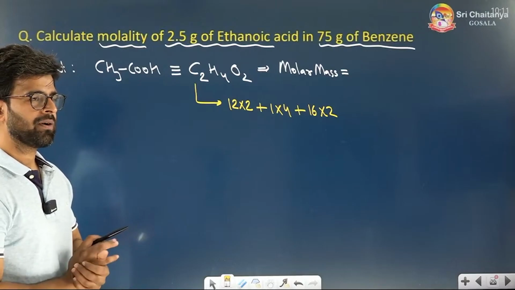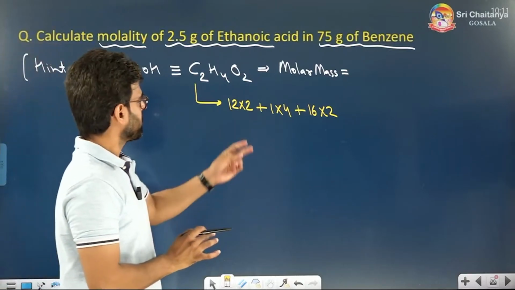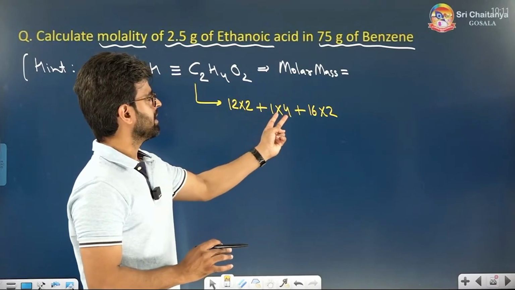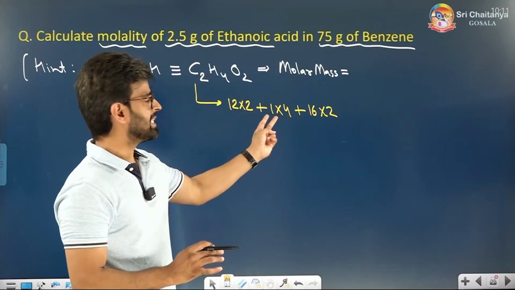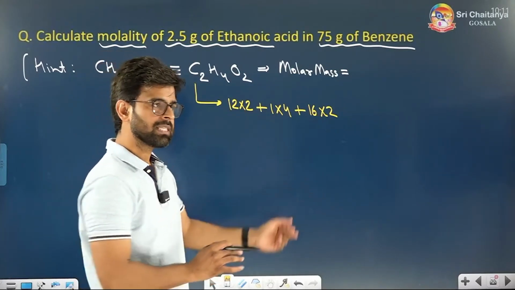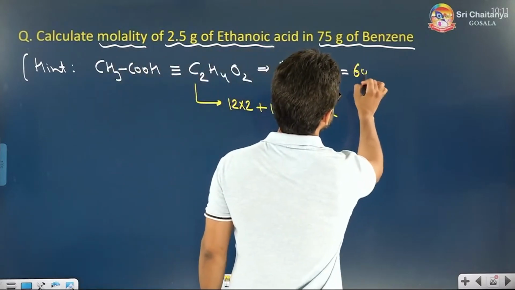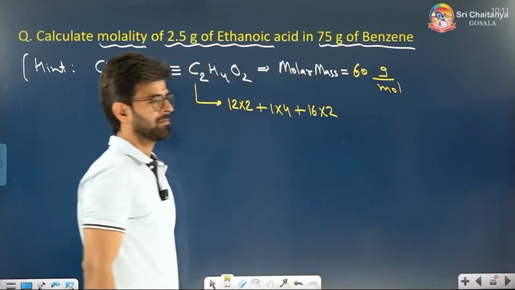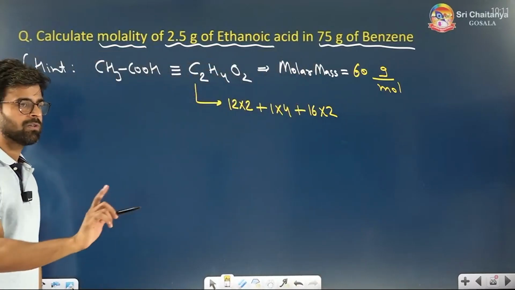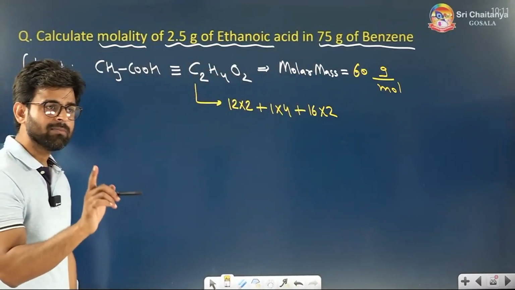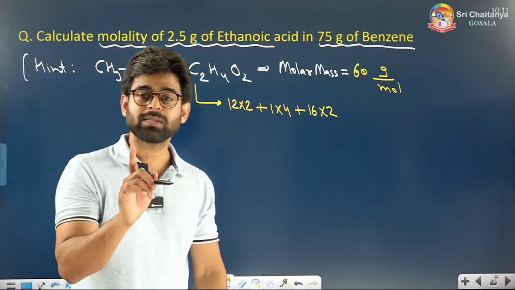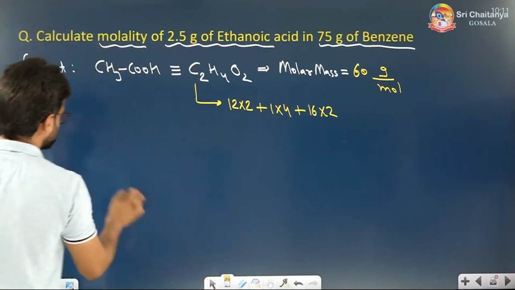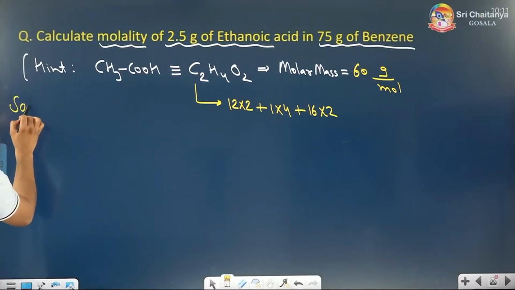What is coming? How much coming? 24 plus 4, how much? 28. And 32. 60? Very right. Yes, this way I am finding the molar mass every time. 60 gram per mole. So this way you can find it by yourself, right? To find the molar mass, you should have information about the atomic weights of the elements, right? So from here, now the very easy, give me the answer.